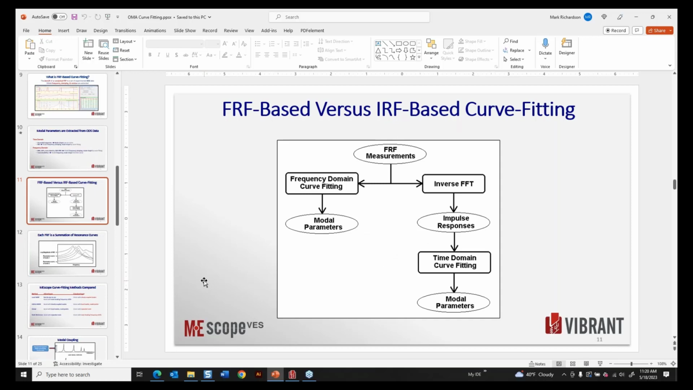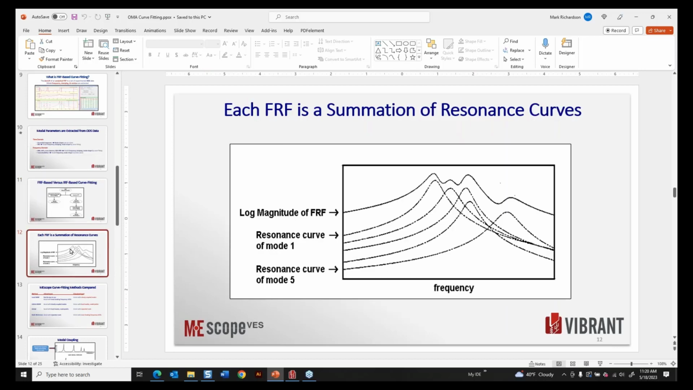Anyway, interruption. Here's what we do in MEscope. This all happens behind the scenes. This is why you pay good money for MEscope. It does a lot of calculations to get you to the final answer of FRF based, or using an IRF, curve fitting the IRF functions to get to a set of modal parameters. This is a good picture of what happens with all curve fitting, and we'll see this in both examples.